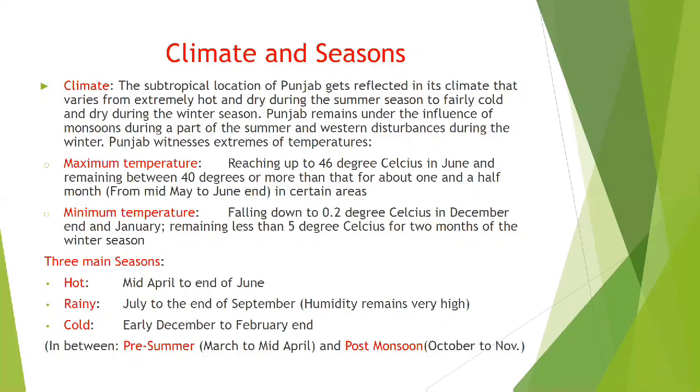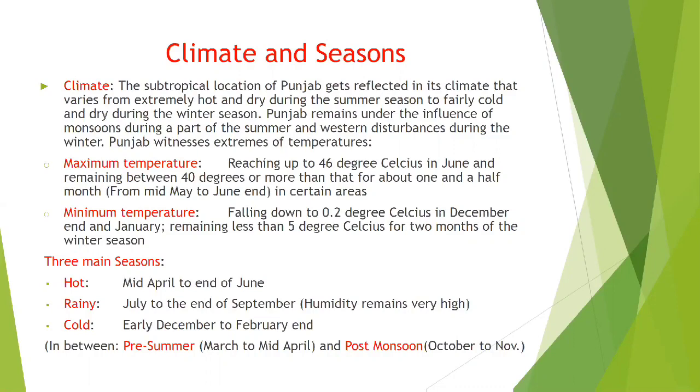Minimum temperatures again come down to sub-zero levels, to 0.2 degrees Celsius in December and January, remaining less than 5 degrees Celsius for 2 months of the winter season. In Punjab, the minimum temperatures have often been reported in areas like Amritsar, especially Adampur, where we have an observatory. And even in Patiala also, the temperature goes down very low. What is more important is that during winters, a lot of area remains covered under a thick shroud, a thick veil of fog, and there is a lot of ground frost also.